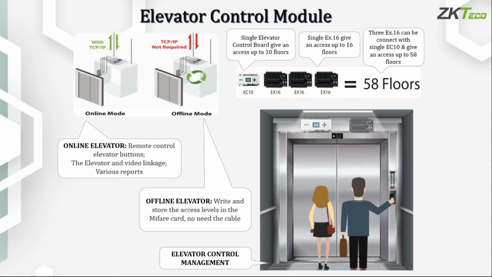In offline mode, there will be a card in which we write the information. Once the information has been written in the card, you just need to swipe the card and it will give access to the floor. So here there is no need to connect your EC10 to TCP/IP continuously. Just write the information in the card, and it will get the access.